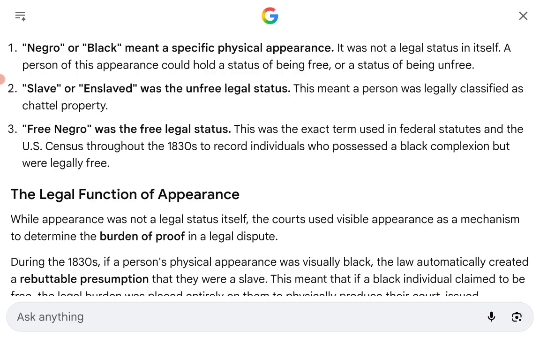It says free Negro was the legal status, right? So free was their status, which means they were white Negroes. That's the reason they use free, because it would be weird to say a white Negro, and they don't want to term it like that because it would let you know that white was just a status, and not a hue of complexion. So a free Negro was the free legal status. This was the exact term used in federal statutes and the U.S. Census throughout the 1830s to record individuals who possessed a dark complexion, not black, because nobody's black, but were legally free.